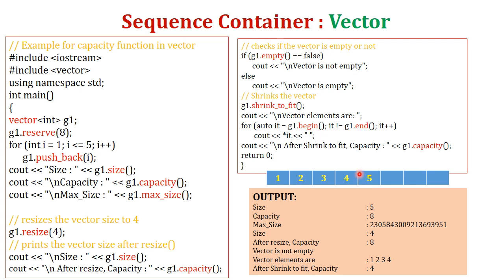So up to this it is destroyed. What is the value right now? Now 1, 2, 3, 4. What is the capacity? Now 4.